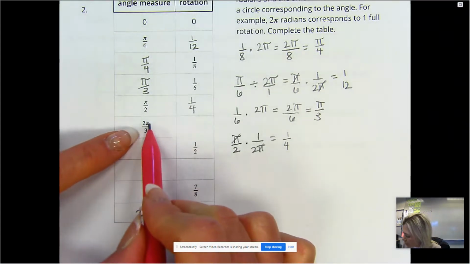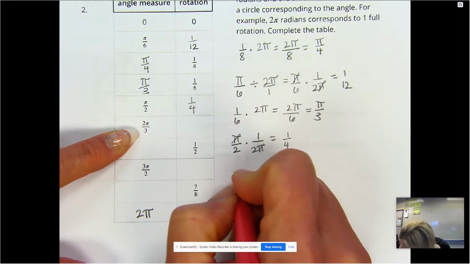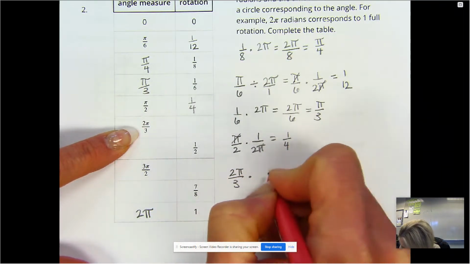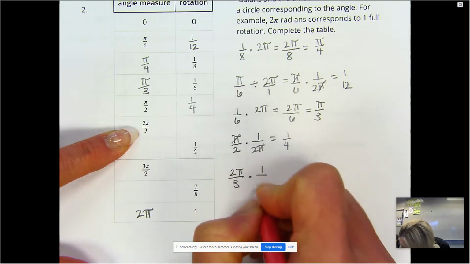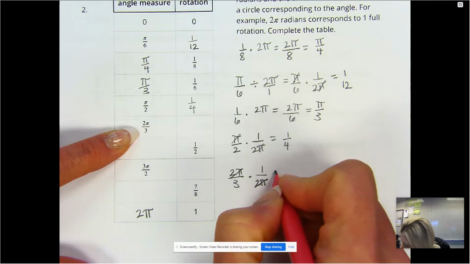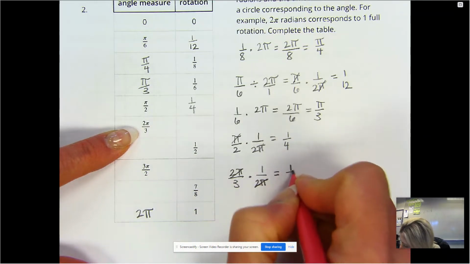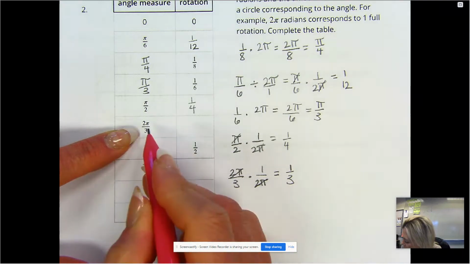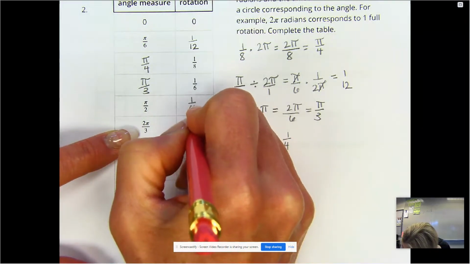Okay, we know 2 pi over 3, we know the angle, 2 pi over 3, we multiply by 1 over 2 pi. This time, the 2 pi's cancel out, and we get 1/3. So 2 pi over 3 angle is 1/3 of the circle.